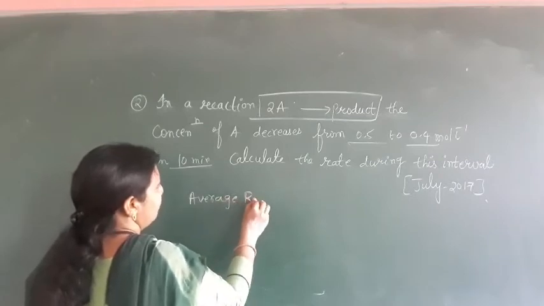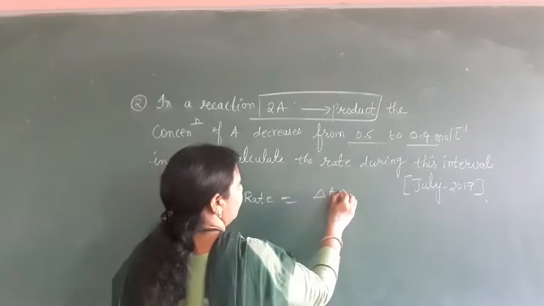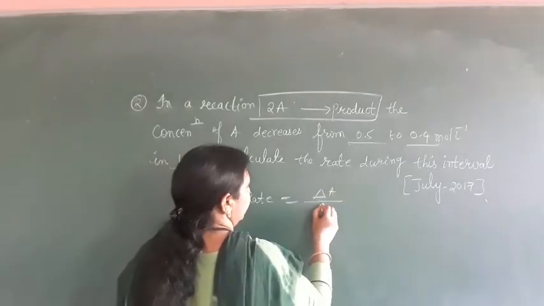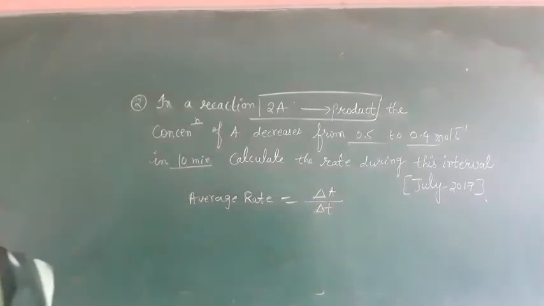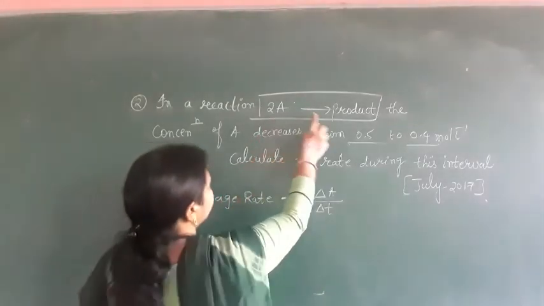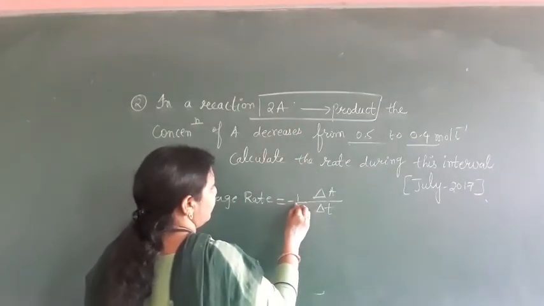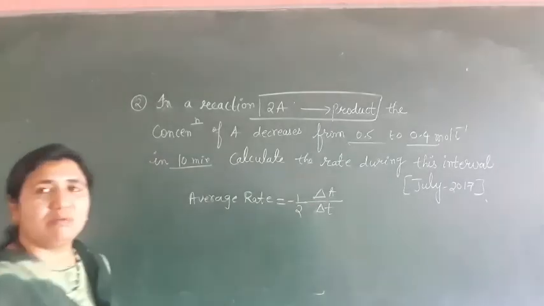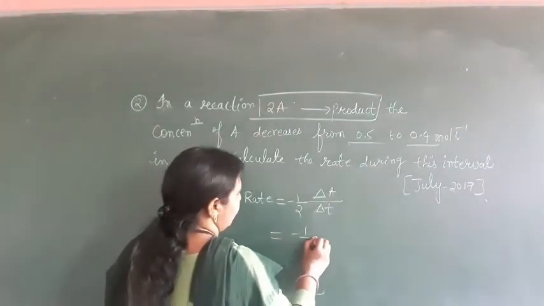What is the formula for average rate? It is equal to delta A divided by delta T. But for this reaction, what will it be here? Minus 1 by 2 delta A by delta T. So, minus 1 by 2.